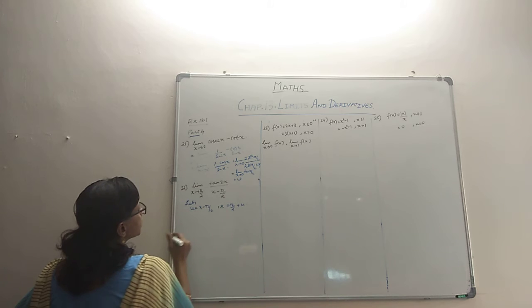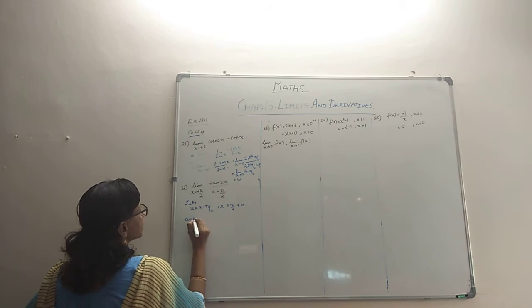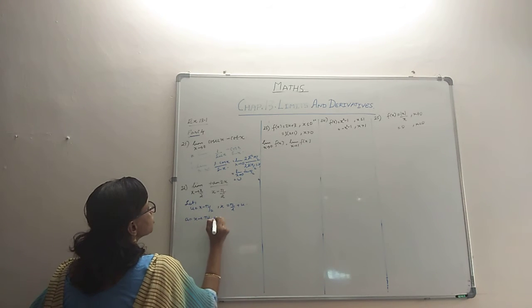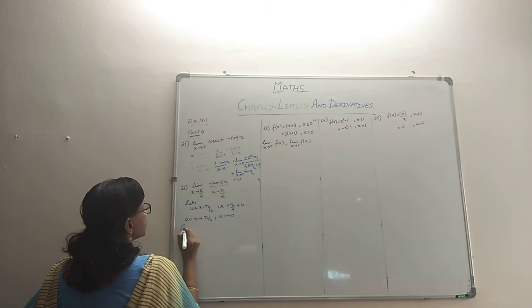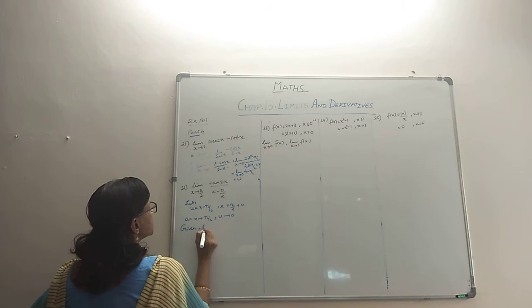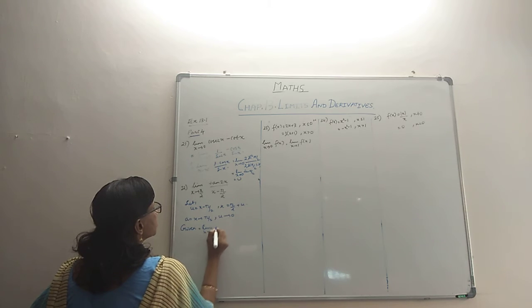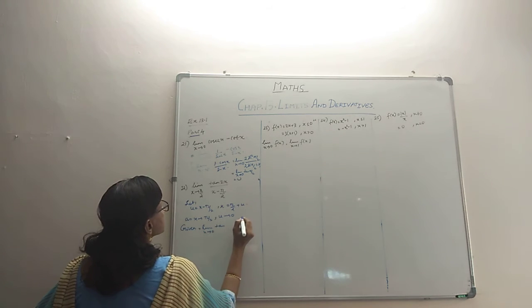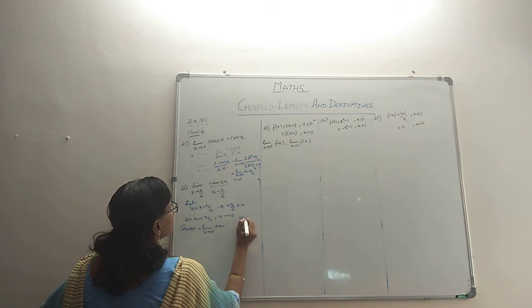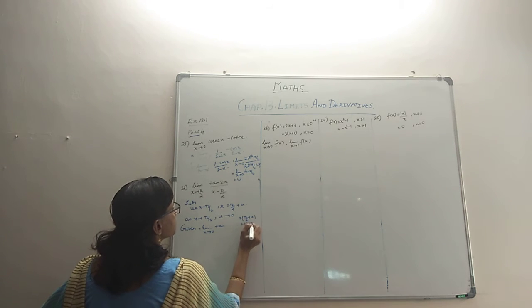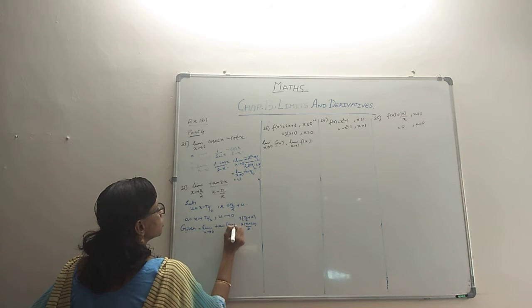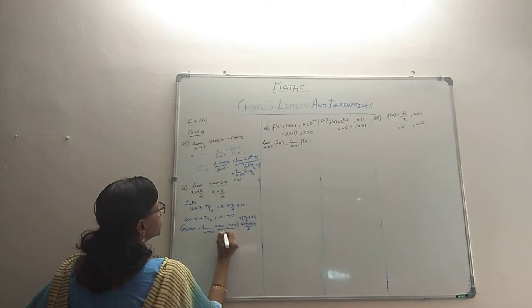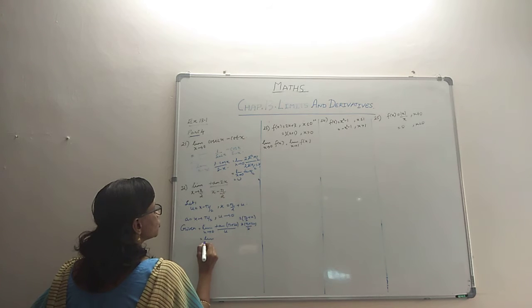Now you have to decide the limits. As x goes to pi by 2, what happens to u? u goes to pi by 2 minus pi by 2, so u goes to 0. So now your given limit becomes: limit as u going to 0 of tan 2x, that means tan 2 into pi by 2 plus u, so tan of pi plus 2u on solving, and here it is u.